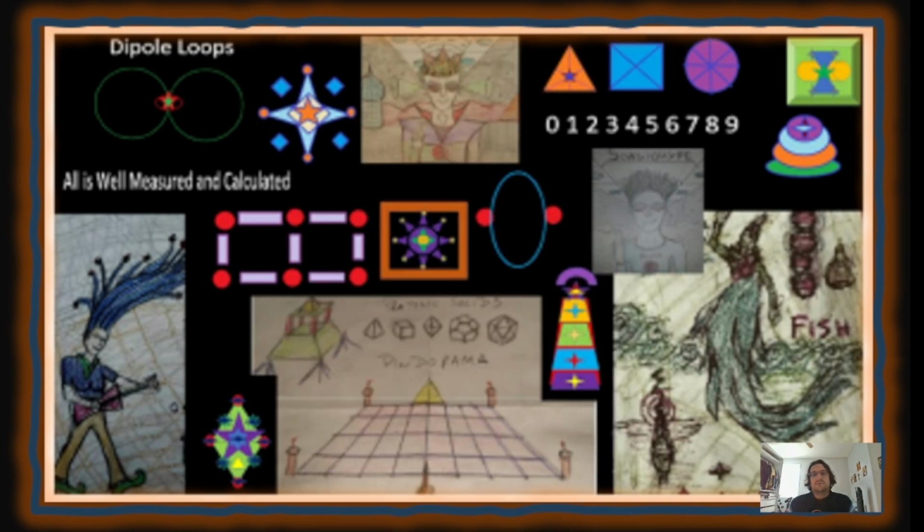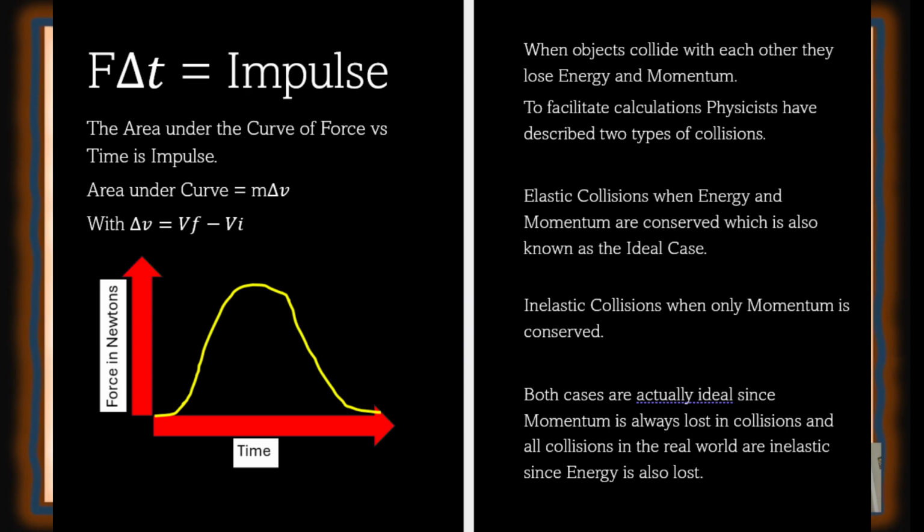Force times time equals impulse. The area under the curve of a force versus time graph is impulse. Area under the curve is m dv, with dv being v final minus v initial. So you can actually calculate the velocity of the bounce of the ball if you know the area under the curve describing the force during collision over a time interval during collision.